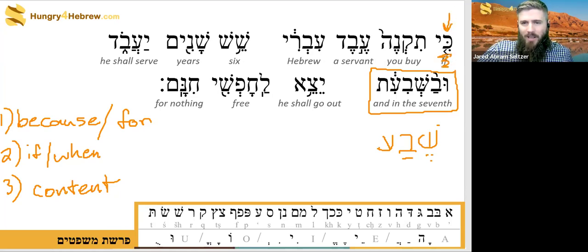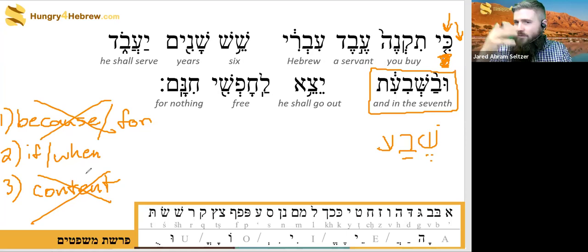If we didn't see the word "if," we'd have to use the context to figure it out. Tikne is a verb. By having the verb after the word ki, it pretty much rules out this one. And if we don't have any real content before it, that pretty much rules out this one, right? It can't be a conjunction unless you have something before and something after. So it leaves us with this one here.